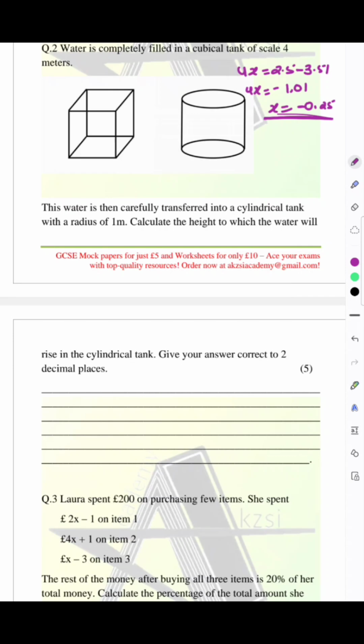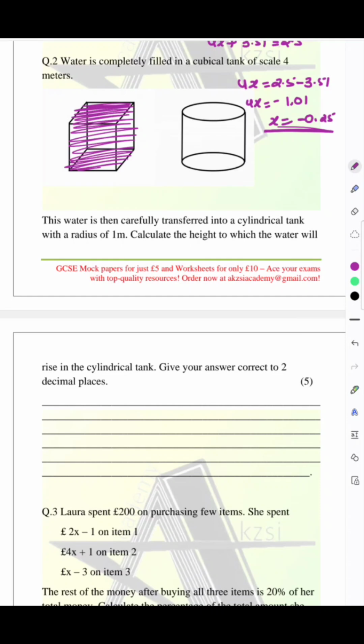Keep that in mind. If you are transferring something, a liquid, from one to another, the volume will remain exactly the same. That you have to keep in mind. So if water is completely filled in this cubical tank, one thing is important, that the liquid always takes the shape of the container. That means if you have completely filled the liquid in a cubical tank, the volume of the tank will be equals to the volume of the liquid filled in it. So if we have completely filled the water, then the volume of the water will be equals to the volume of the cubical tank. So simply I can say volume of water is equals to volume of tank.